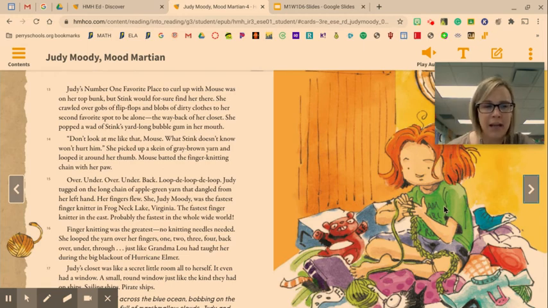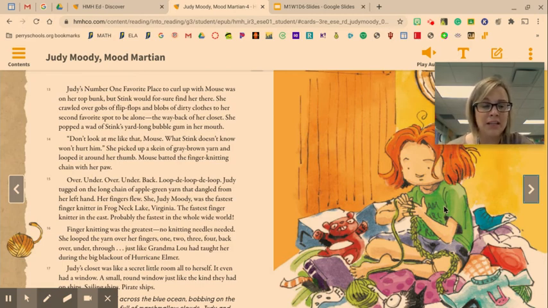She picked up a skein of gray-brown yarn and looped it around her thumb. Mouse battered the finger knitting chain with her paw. Over, under, back, loop-de-loop. Judy tugged on the long chain of apple green yarn that dangled from her left hand. Her fingers flew. Judy Moody was the fastest finger knitter in Frog Neck Lake, Virginia, the fastest finger knitter in the East, probably the fastest in the whole world.